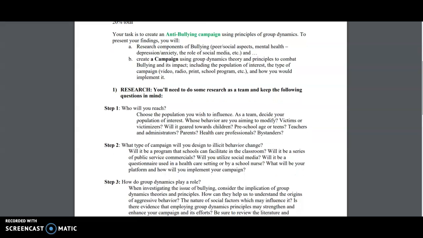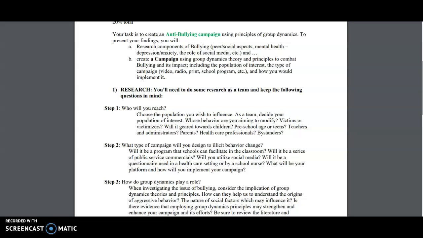Is it going to be on the mental health aspects? Is it going to be on social, emotional aspects? Is it going to be a campaign that you are choosing a particular population of interest? So in other words, who are you trying to reach with your campaign? Is it going to be parents of children who are school age? Is it going to be maybe educators? You trying to reach out to teachers so that they can be on the lookout for signs of victimizers or victims of bullying?